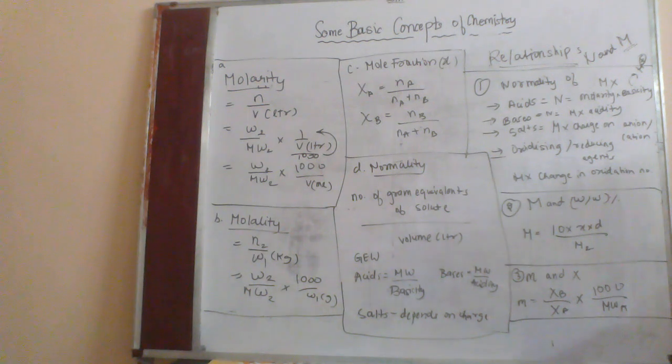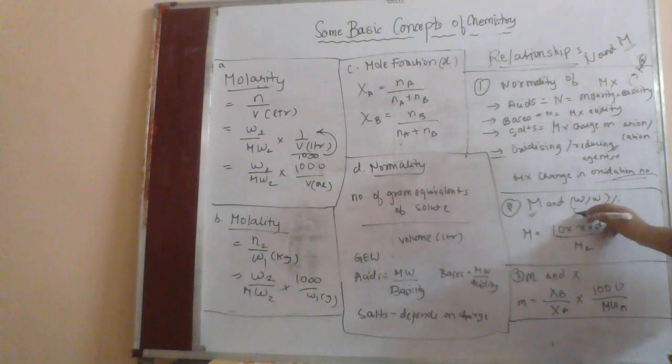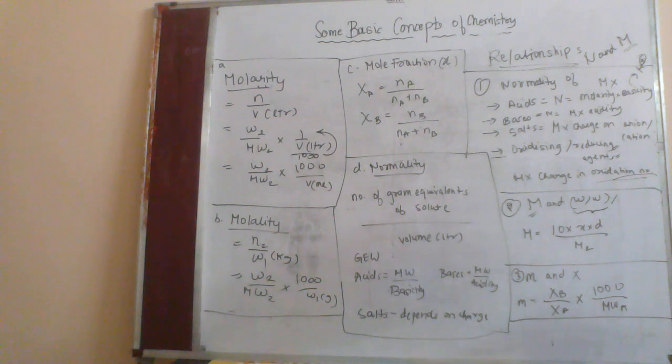For oxidizing and reducing agents, as we learnt in class 10, it is molarity into change in the oxidation number. Now coming to the relationship between molarity and the mass percentage. Molarity and mass percentage are related as M is equal to 10 into X into D by M2. Now what are these terms? X is the mass percentage, D is density, while M2 is the molecular mass of solute, second is solute.